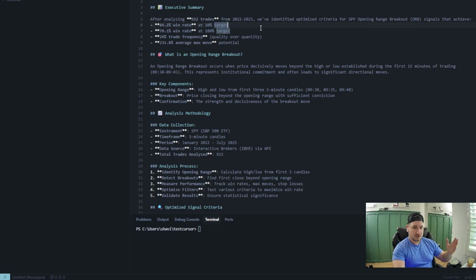Executive summary, that's what we really care about. All right, so I analyzed 922 trades from 2022 to 2025: an 84.2% win rate at the 50% target, and 70% at the 100% target. Now, what does that mean?